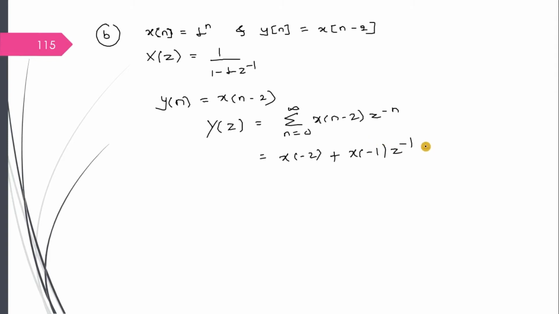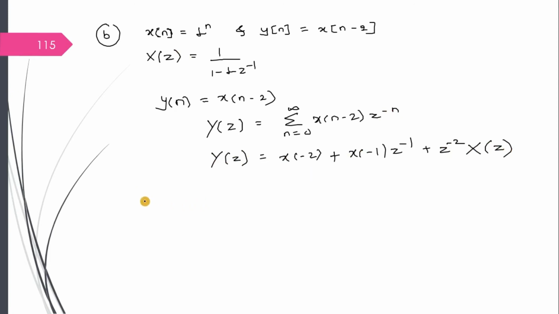Now when I substitute n equal to 2, what happens? X of 0 comes. It is, I can say, unilateral Z transform. So n equal to 2, z raised to minus 2, and then thereafter it is same as unilateral Z transform. So that's why I just write it as x of z. So this is your y of z. I know what is x of z, so substitute and do it.